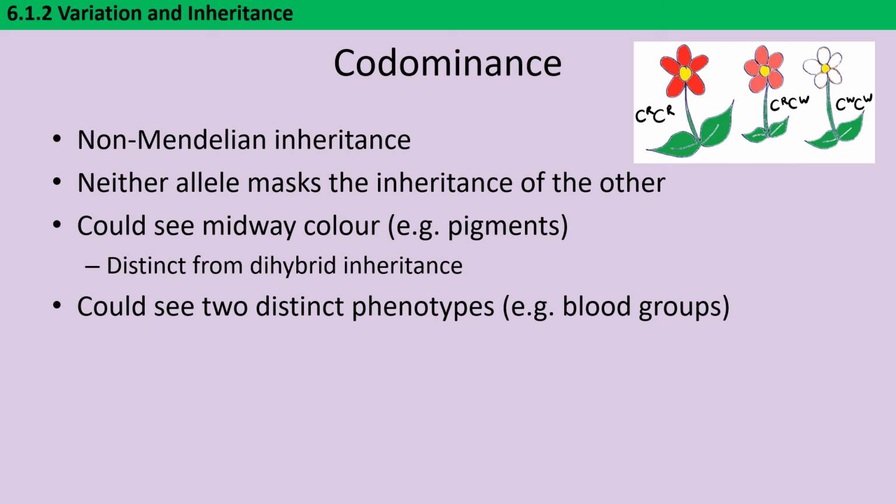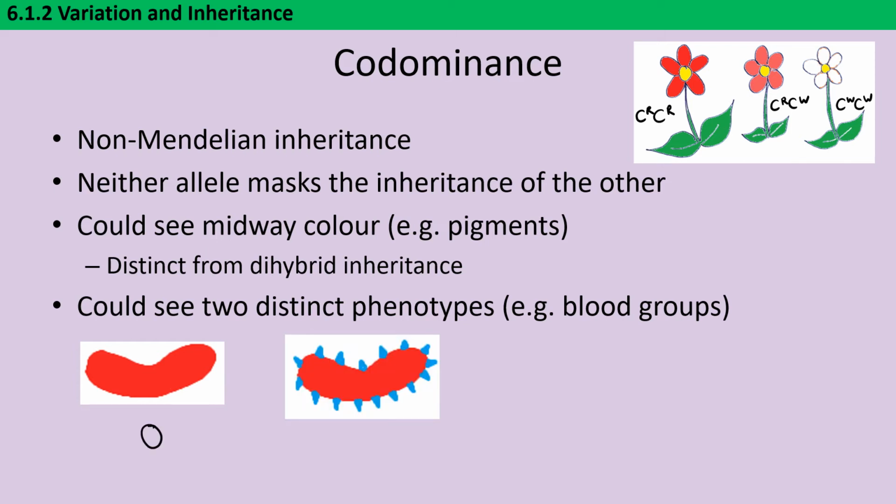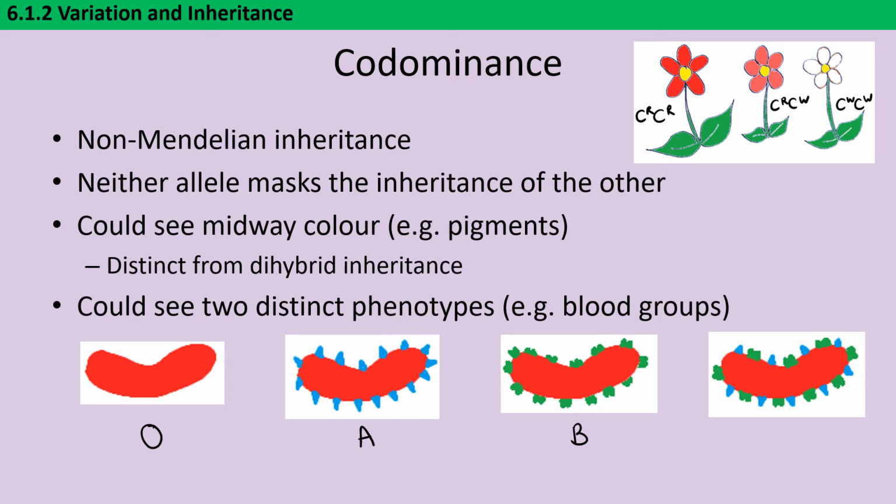Another classic example of codominance is blood type. Red blood cells may or may not have antigens on the outside of them, and there are 4 possible phenotypes that you can have. You can have no antigens at all, in which case you're blood group O. You can have one type of antigen that we call blood group A. You can have a different type which is called blood group B. Or some lucky people like me have both of those types of antigens on their red blood cells, and therefore they are blood type AB.